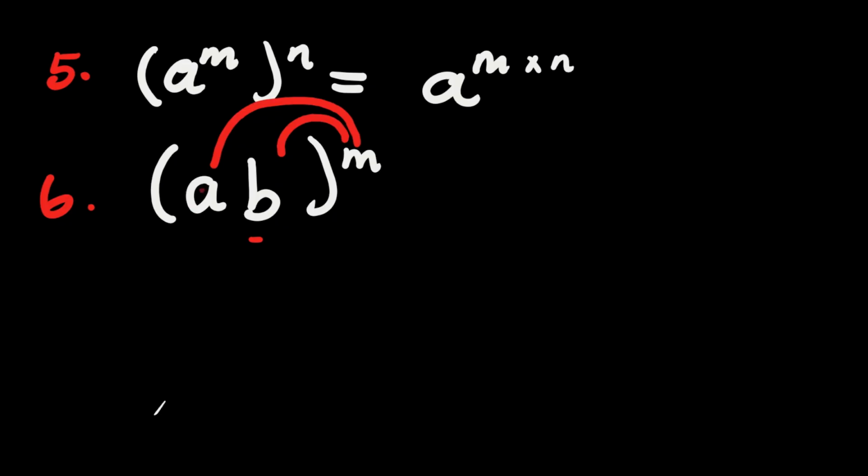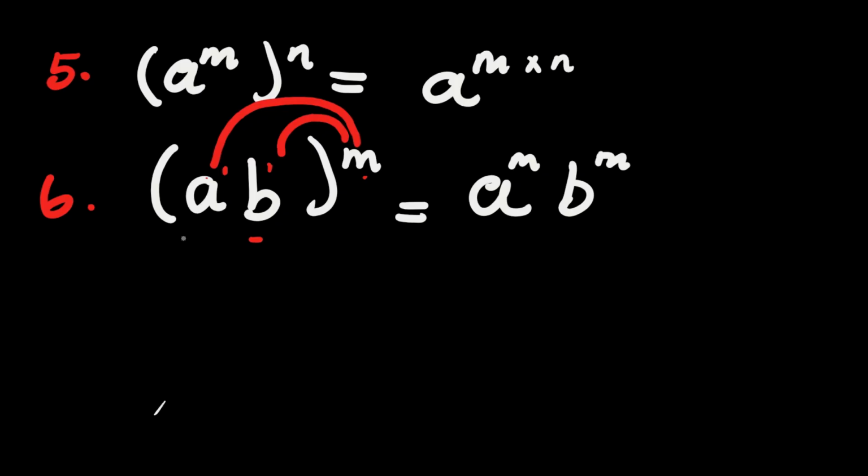Meaning for base A, it has its imaginary exponent being 1, m would have to multiply. And also base B, having its imaginary exponent being 1, will have to multiply by m. So meaning our answer here would have to be A to the power of m, and B to the exponent m.